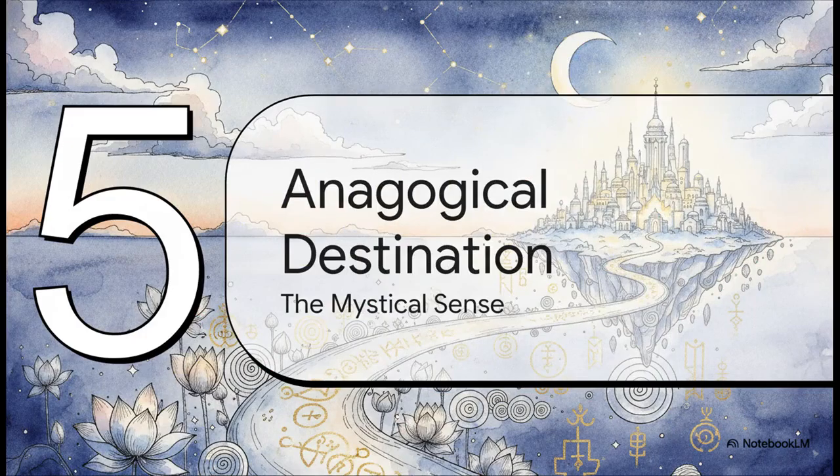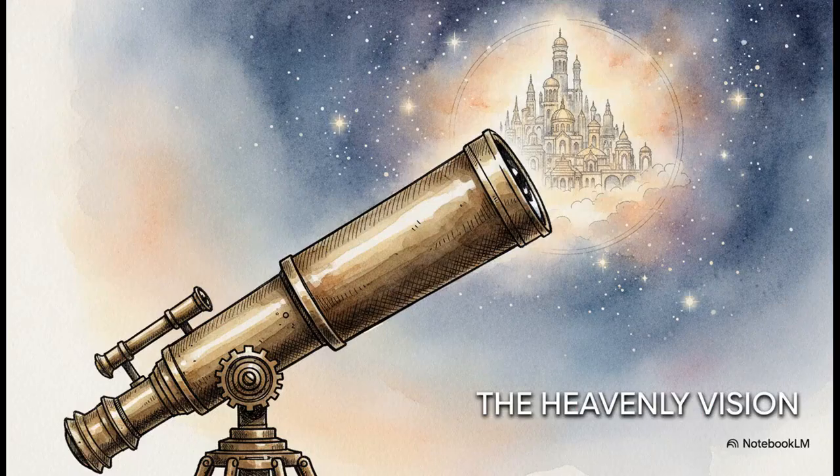Finally, we arrive at Section 5, the anagogical destination. This is where we look toward the furthest horizon with our final and most expansive lens. The word anagogical actually comes from a Greek word meaning leading upward, and that is exactly what this lens does. It zooms all the way out. It views biblical events and promises purely through the lens of eternity, the end times, and the ultimate destiny of humanity. The goal here is to find the final, heavenly, or future-oriented fulfillment of the Scripture.